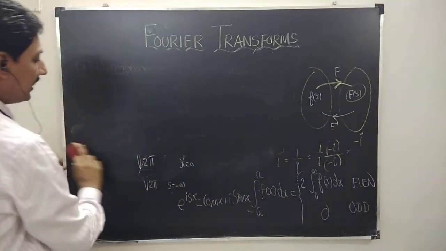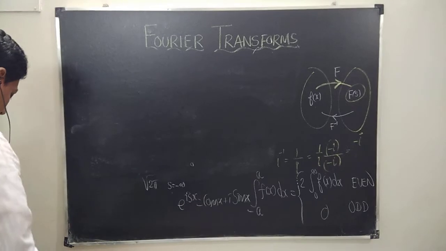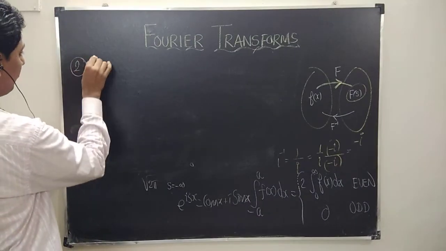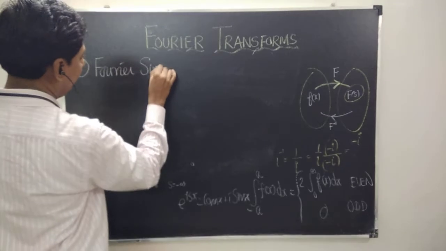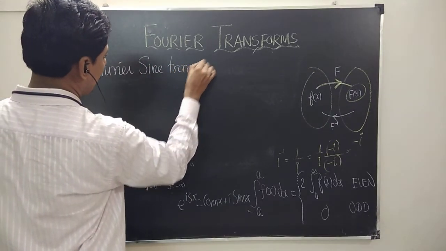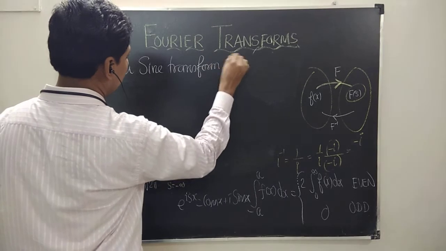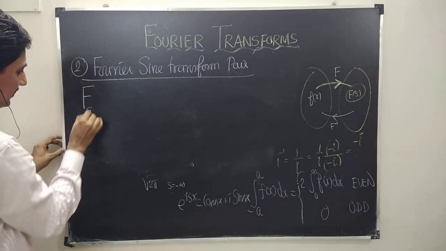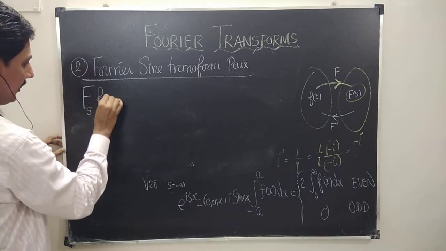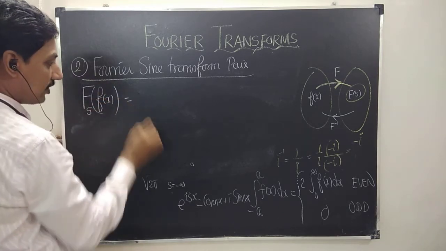One is the sine transform, another one is the cosine transform. So the second one is the Fourier sine transform pair. So Fourier sine, S stands for sine transform of f of x. So what happens to the constant now?